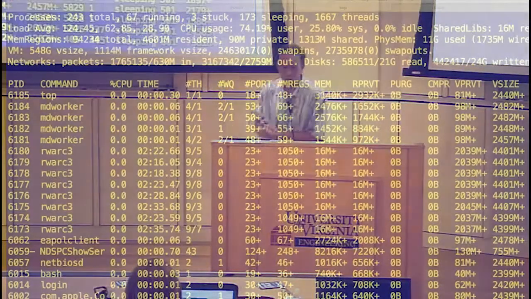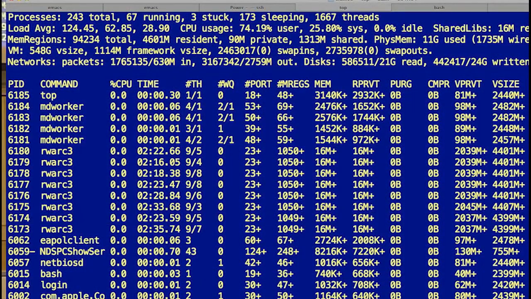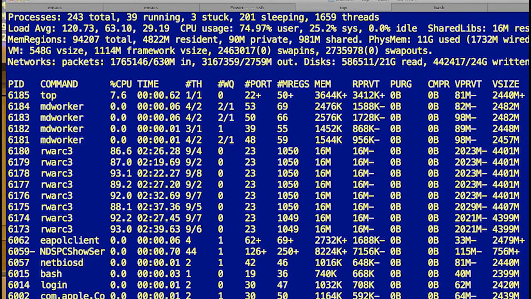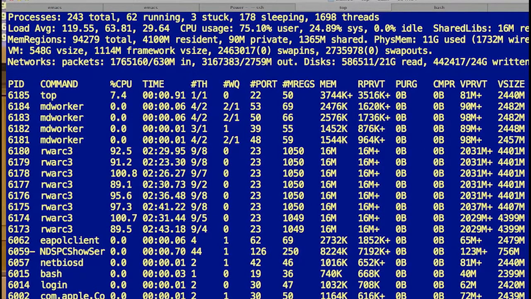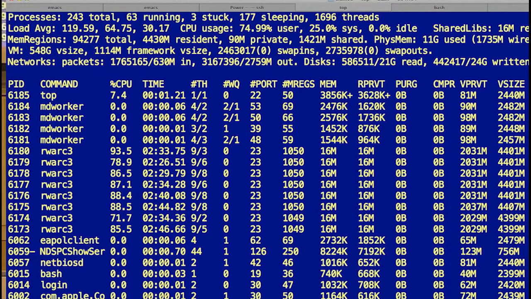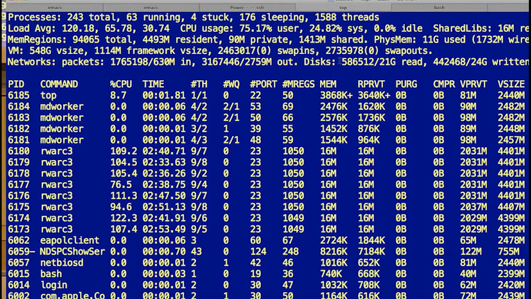Let's look at what that means. Let me show you top again. You can see, even though I've got my RWR counter still running, they're not getting first crack at the processor. These MD workers are being listed, and I don't know exactly how top is sorting things now, but they're getting to run before the RWRs.